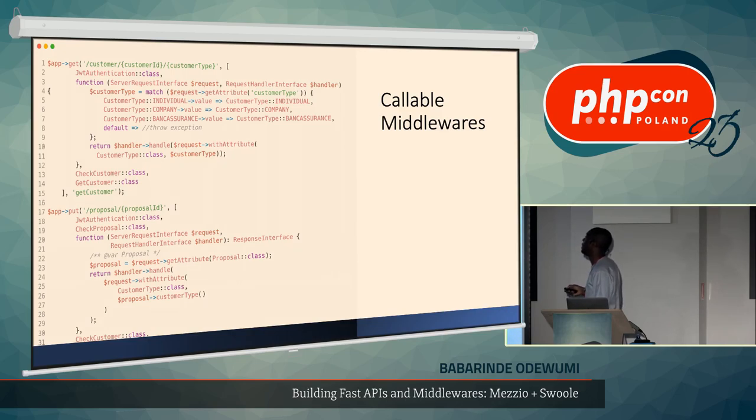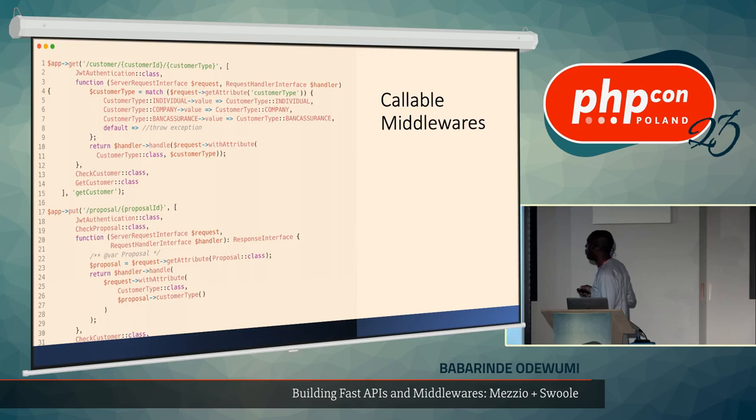What it's doing is using a match function to help me determine the type of customer this is and provide that attribute to the next middleware. So I have only one check customer that checks based on the customer type that I have. I can determine who my customer type is based on this middleware here. Let me also mention that using FastRoute, one of the ways you can access attributes on the route is by calling get attribute with the name on the route here, and I'll be able to access it.